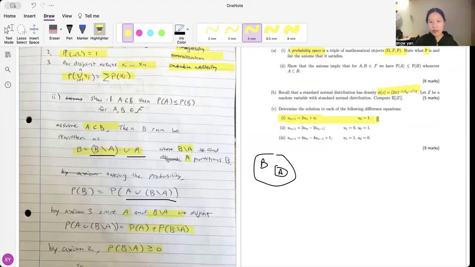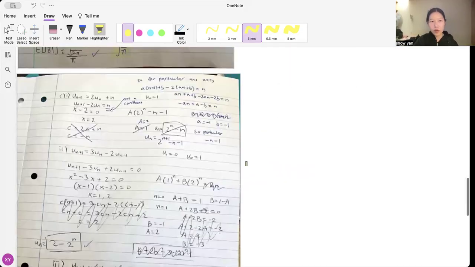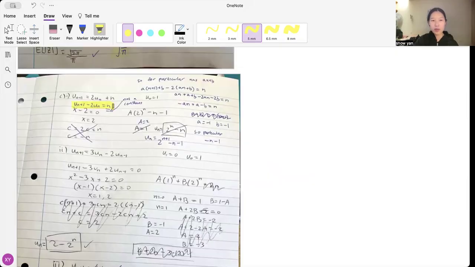So here we have this. We do this, and after rearranging, we get to this form, right? So we're going to first start off with our characteristic equation, which is x minus 2 equals 0. So we get x is equal to 2. Then we know that the form would definitely be something to the 2 to the n, and then we have just a constant multiplied to that, right?